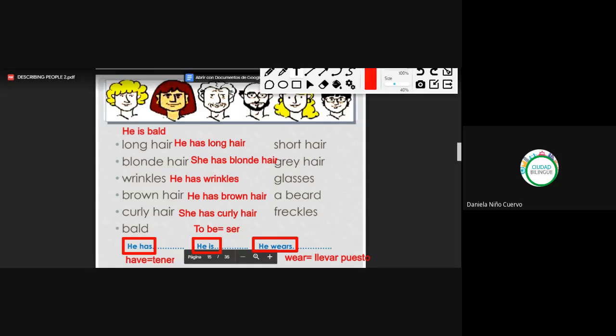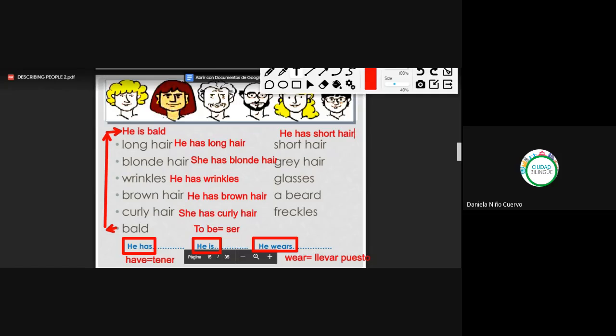Voy a copiarlo por acá arribita porque no me cabe. Yes. He is bald, right? Short hair. Short hair. And this is a question for Mercedes, please. Yes. He has. Yes, very good. Short hair. He has short hair. Él tiene cabello corto. Yes, very good.